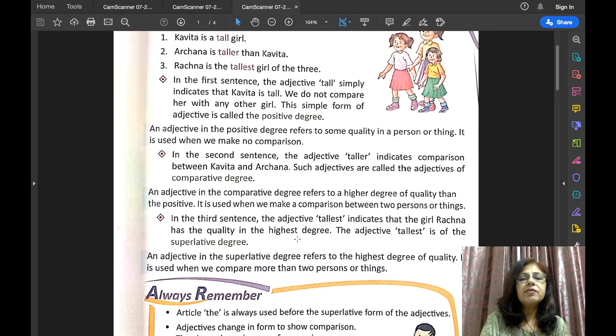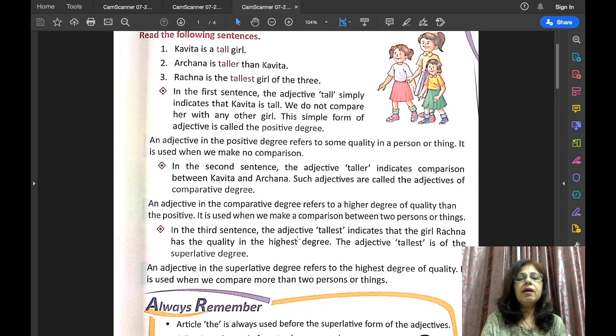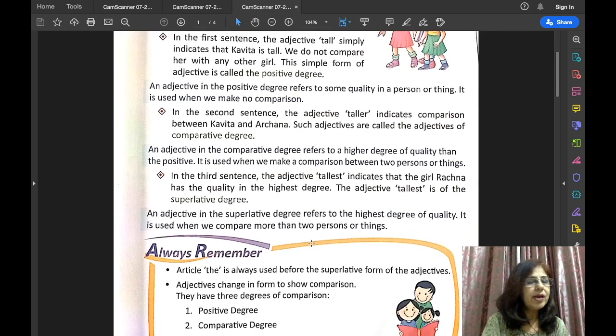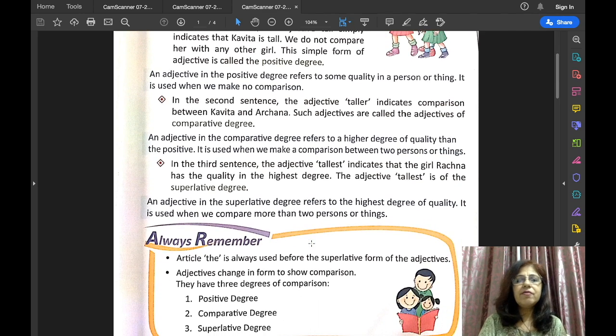So, where do we use the positive degree? Positive degree is used when we make no comparison. Comparative degree is used when the comparison is between two persons or two things, while superlative degree is used when the comparison is between more than two persons or things. So, there are 3 degrees: positive, comparative and superlative.